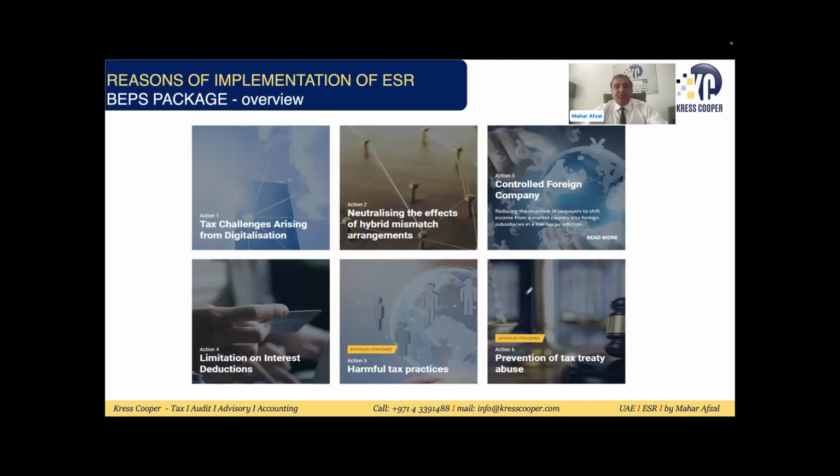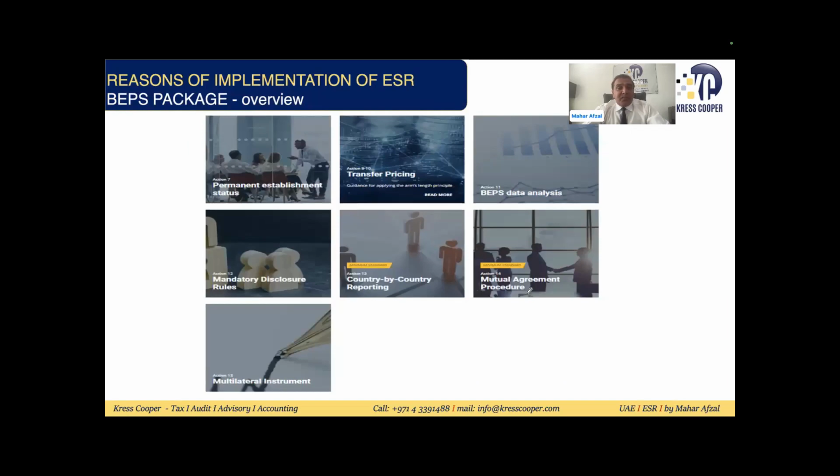Among these 15 action points, you can see the tax challenges, then 2, 3, limitations, 5th harmful tax practices, and prevention of tax treaty abuse. Then 7 is permanent establishment. Transfer pricing is basically 8, 9, 10, three action points in the TP, and then BEPS data analysis. These are the 15 action points.